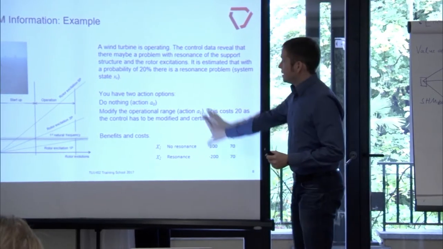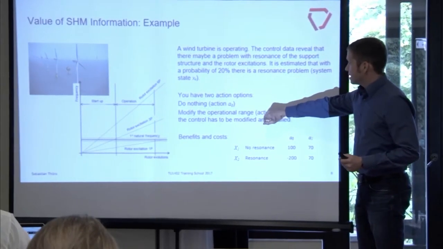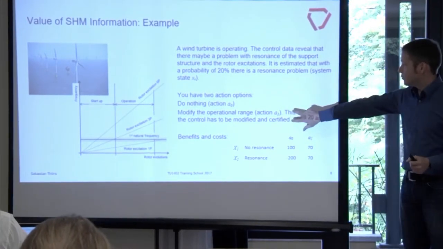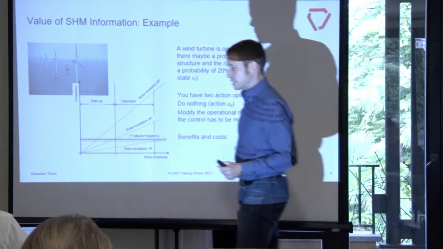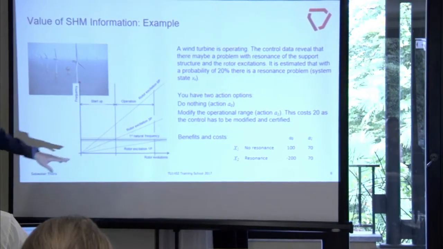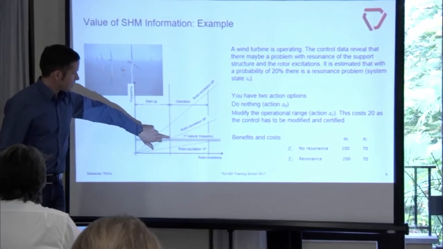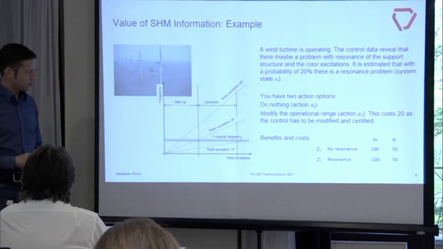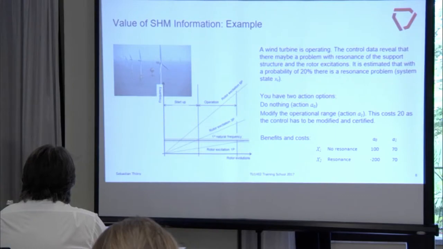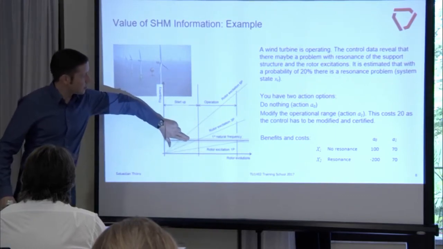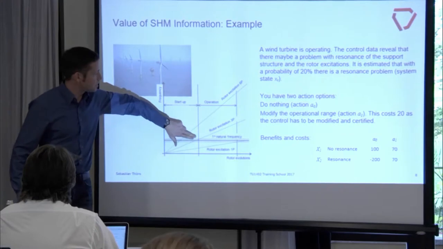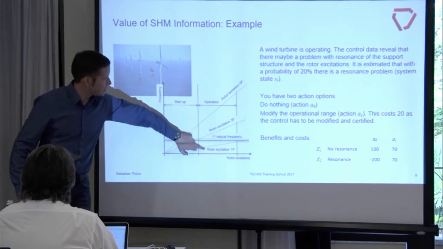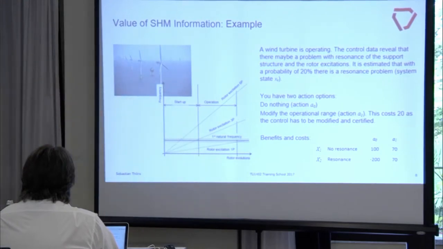So you have basically two action options. One is to do nothing, and the other one is to modify the operational range. So then you basically shift this line here a little bit to here, and you don't start power production. You just wait until the rotor is released with enough wind speed, so that the rotor evolutions will be somewhere here. But then you lose energy production.